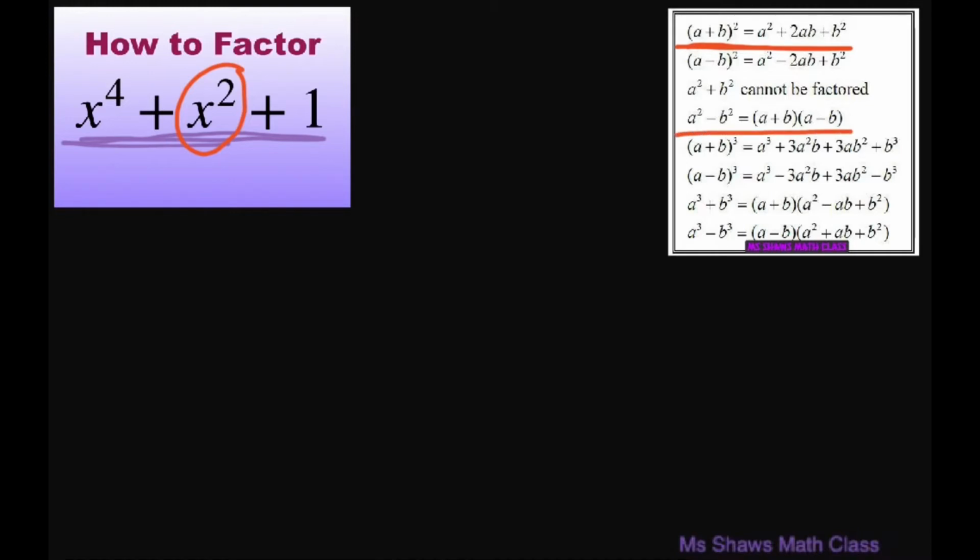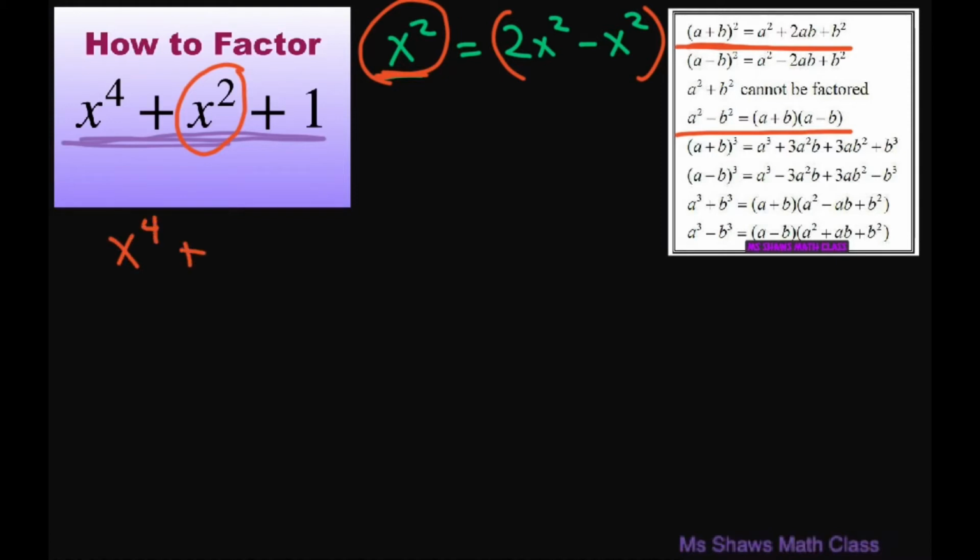this whole thing. So what I'm going to do is note that x squared equals 2x squared minus x squared, right? Because that 2x squared minus x squared gives you that. So I'm going to substitute this in for my middle term of x squared. So that's going to be x to the power of 4 plus, now instead of x squared, I'm going to write 2x squared minus x squared, and then we still have the 1.